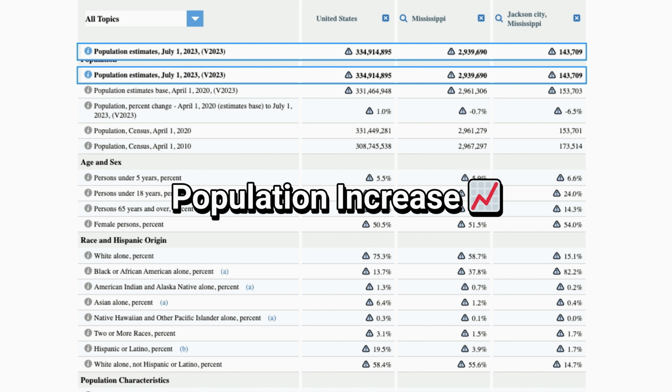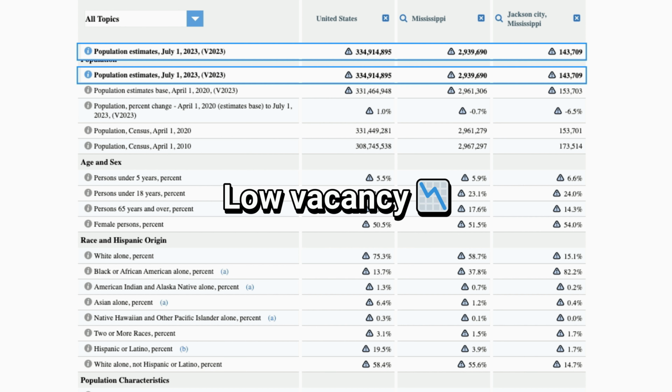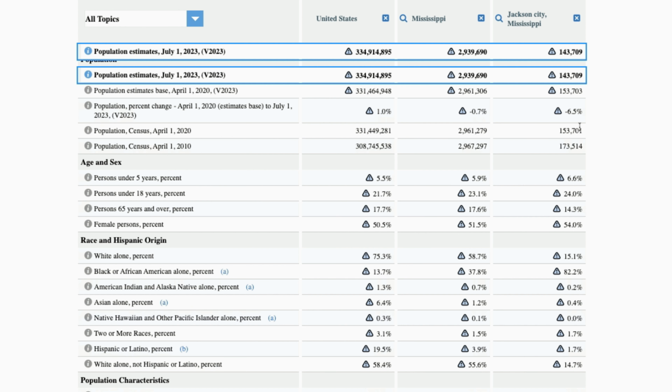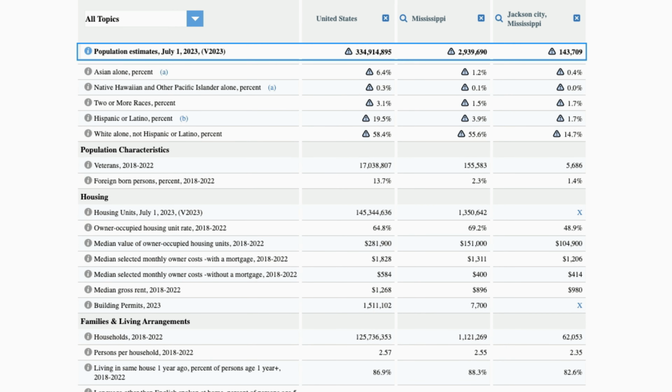We want to see people coming into the area because we want to have a higher potential amount of tenants and also have lower vacancy. So this is already not a great sign. We could look at breakouts of population for different ethnic groups. As well, we could look at housing.